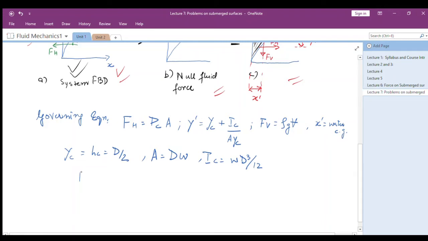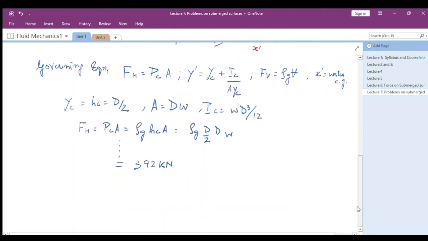The other thing known to us is that the horizontal force is going to be P_C times A, which is going to be rho g h_C times A. Area is known to us, so it is rho g (D by 2) times D times W. And I would like you to do the rest of the calculation, and I can just give you the value so that you can check if you are finding the right thing or not. So I'm missing a few of the steps, and this is something which I expect you to do by yourselves.